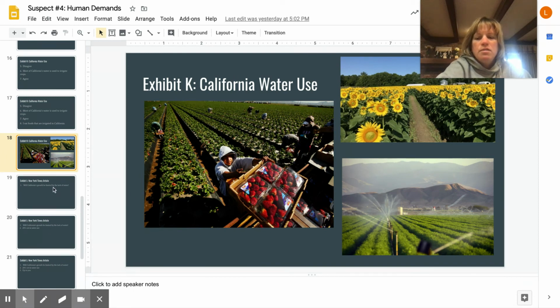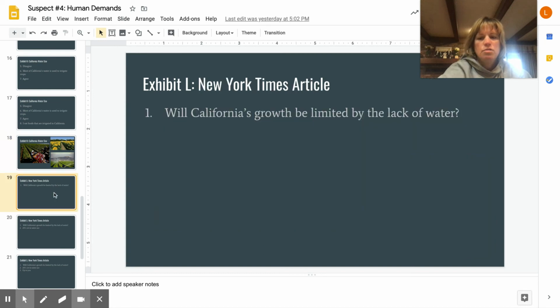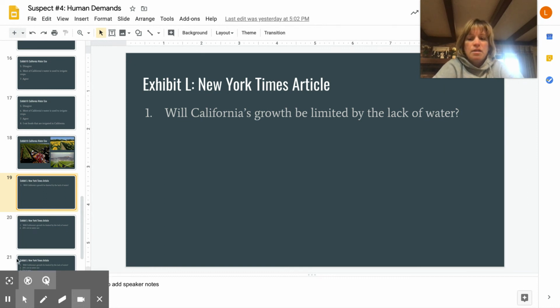Okay, now the final exhibit in our whole mystery of what caused the California drought was this New York Times article. And the essential question in this article, I put it this way, you might have said it differently, and still been right. Will California's growth be limited by the lack of water? You might have said, can California keep growing without enough water? And we've seen their population skyrocketing, and there's lots of great things about California that lure people to it. But can it continue with not having enough water?